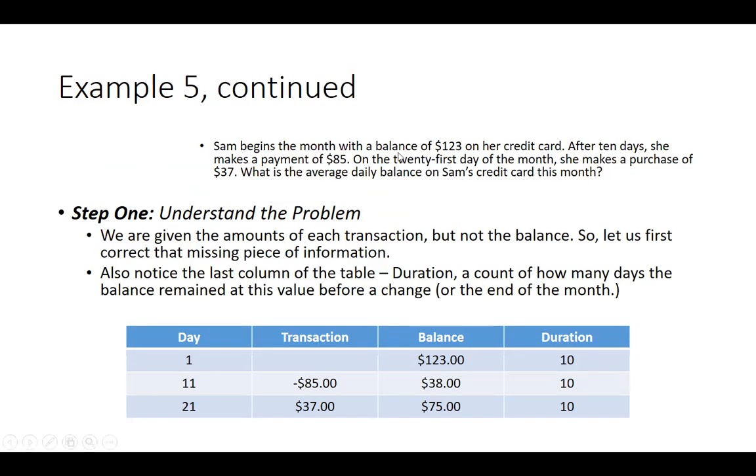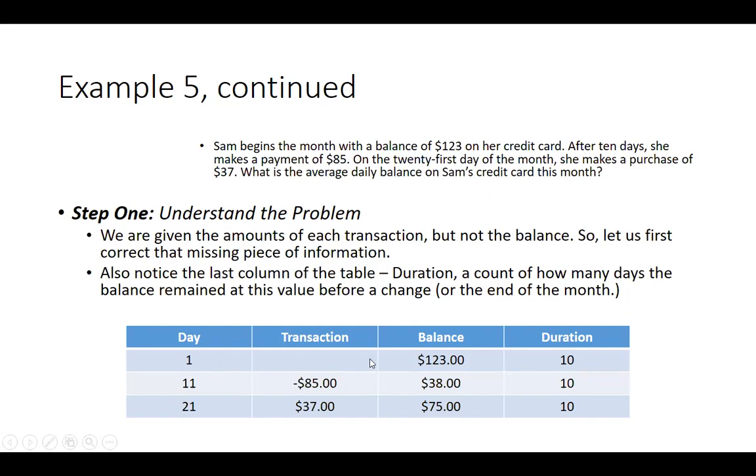So I've carried the problem over so we can still see it. Let's start our problem-solving process with understanding the problem. We're given the amounts of each transaction, but not the balance. So let us first correct that missing piece of information. Let's make this table. We have a column for days, a column for the transaction, a column to keep track of the balance, and a column for the duration, a count of how many days the balance remained at this value before a change or before the end of the month.